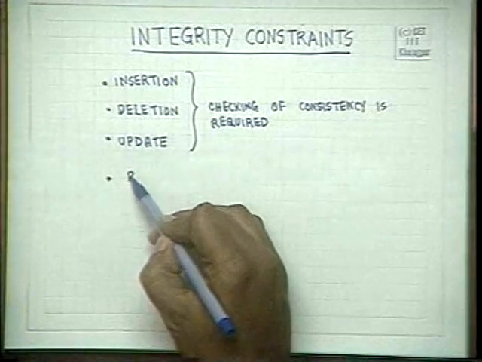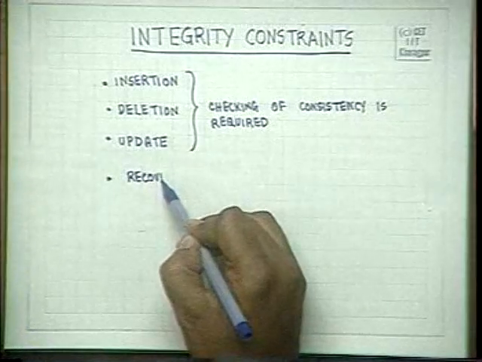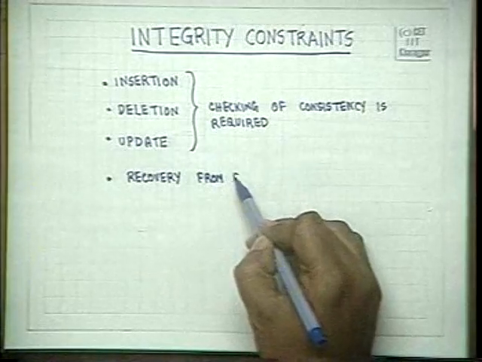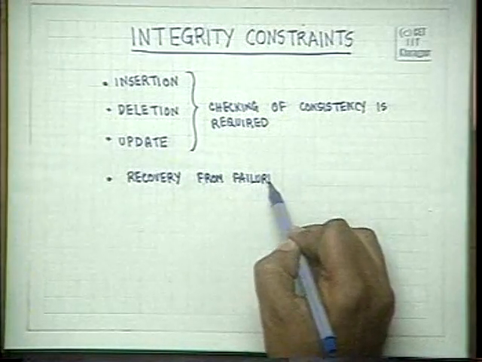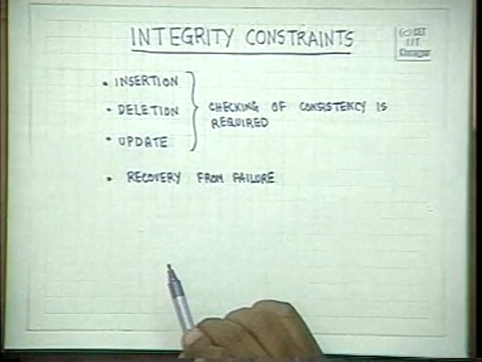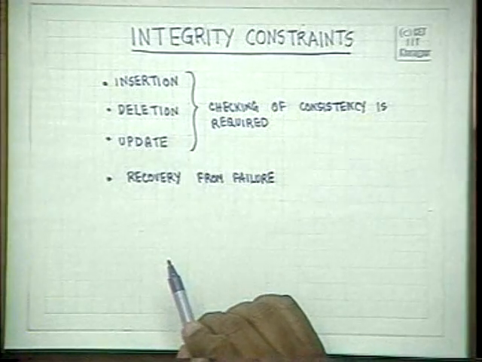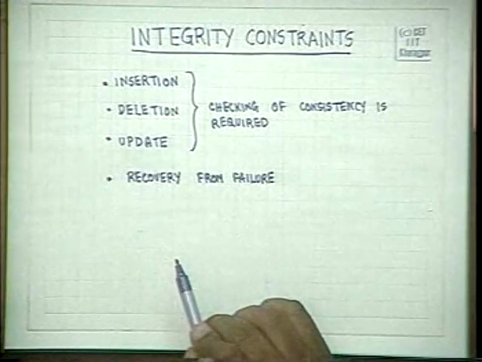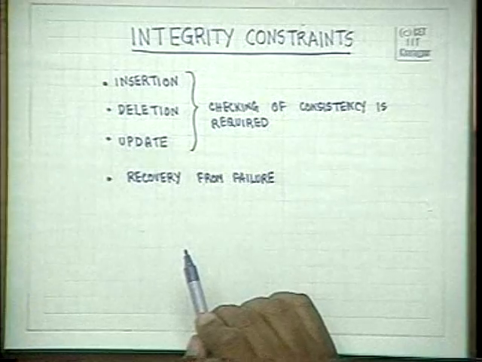Second, checking of consistency is required in another case. It is required during recovery from failure. Whenever the system fails, power off, disk crash, and so many other things, the database which is there must be recovered to a certain extent and must be consistent with the situation. That is, if you say that the train reservation system has got corrupt every day during power off, then it will be a very funny situation all over the country.